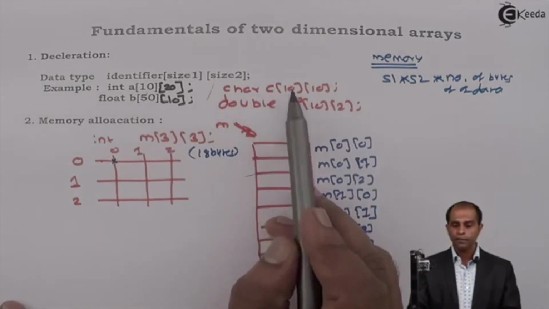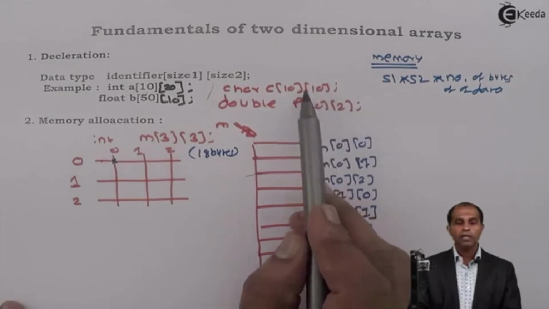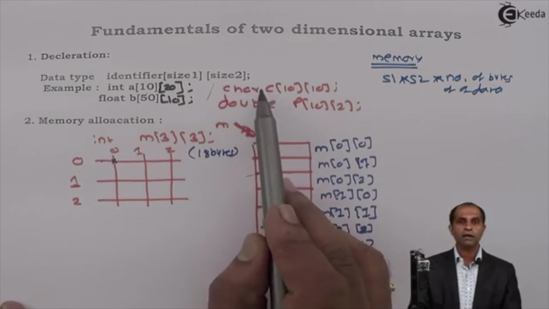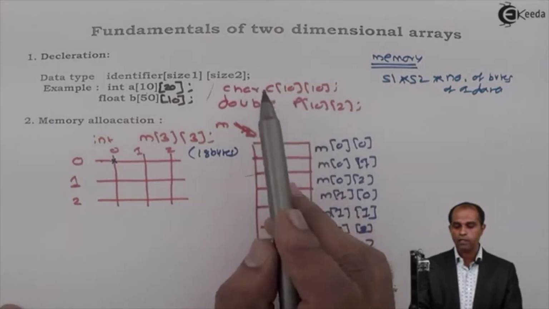Size 1 is what? 10. Size 2 is what? 10. 10 multiplied by 10 multiplied by the number of bytes for one data. How many bytes will this character have? 1 byte. So 100 into 1 is 100 bytes.